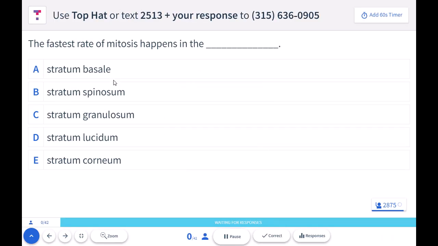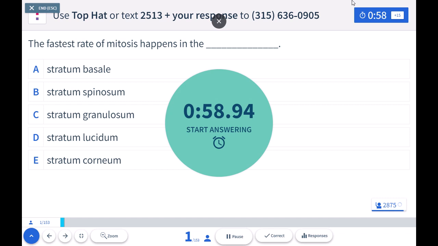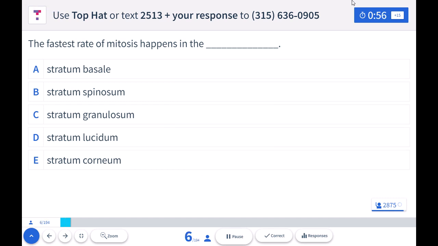So, let's pause for a moment and do a concept check. The fastest rate of mitosis happens where in our skin? We have 5 layers of the skin, 5 options. Where's our fastest rate of mitosis? Where is there going to be the most division of the nucleus of the cell? Another way of thinking of this is, where are the stem cells in our epidermis?